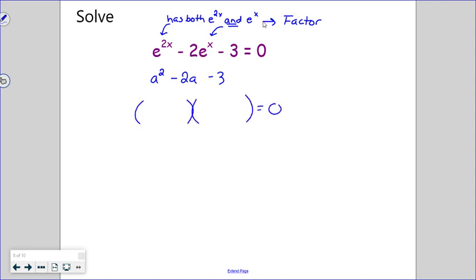Factors of -3 that add up to -2 would be -3 and +1, right? The difference is the term at the beginning. When I multiply this number times this number, I get e to the 2x. And when I add those inside and outside, I get 2e to the x, which means that first term is just an e to the x.